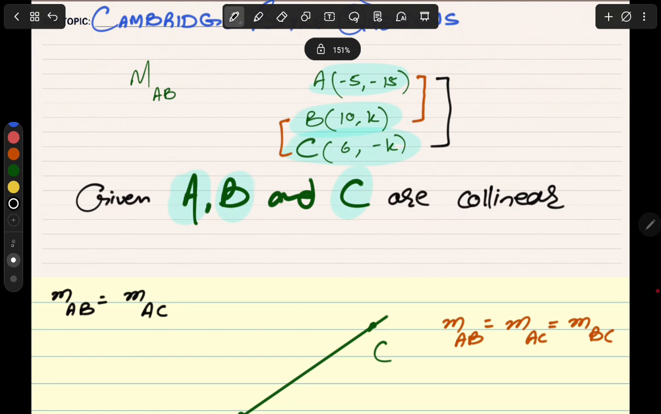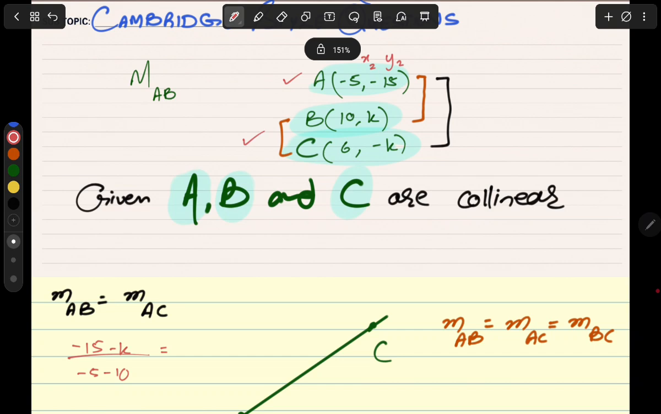Now AB, now what is the formula for gradient? So that's y2 minus y1. Between A and B, let me treat this as y2. So this is minus 15 minus k, y2 minus y1 upon x2. X2 is going to be the corresponding value, that is minus 5. So x2 minus x1. Now this is equal to gradient between A and C.